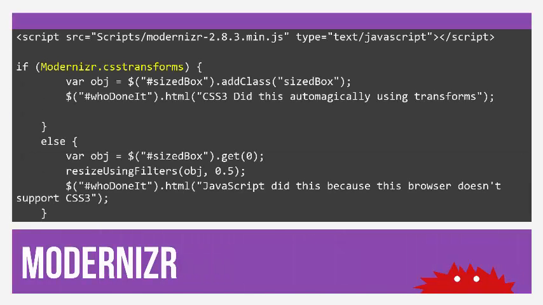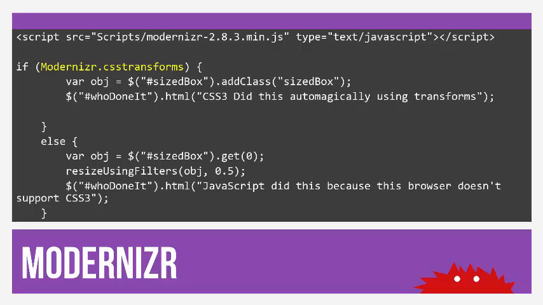Another great tool which you'll see an awful lot of in this modern front-end world is Modernizr. Modernizr is a JavaScript library that makes it easy to test if a browser supports a particular feature or not. I talked about feature detection earlier, this idea of testing if a browser is capable of doing something, rather than testing for different browsers.